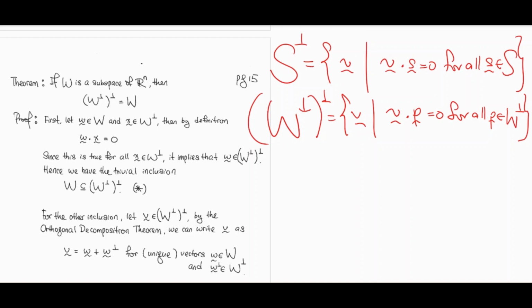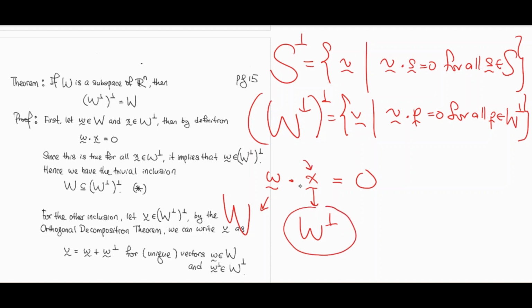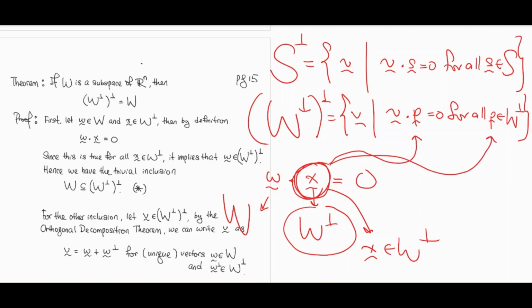Now, I take a vector W. This is a vector from this vector space W. I take another vector that is in W perp. So the dot product of these two has to be 0, because that's the definition: any vector in W perp has dot product 0 with any element in W. This is always true for all the X that is in W perp. So this one right here is kind of like your P, isn't it?